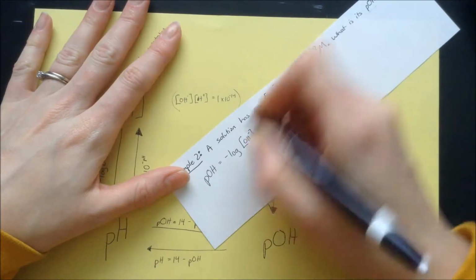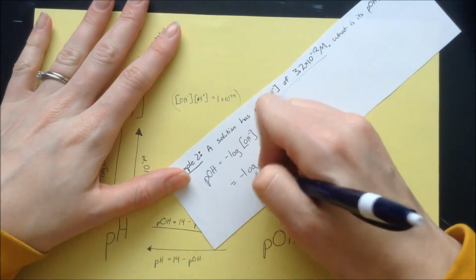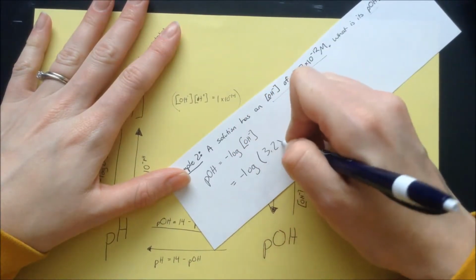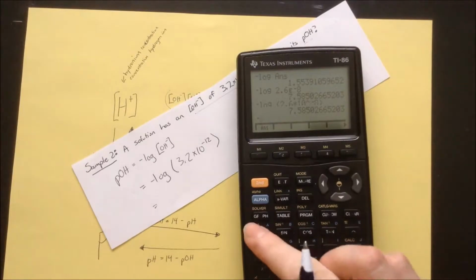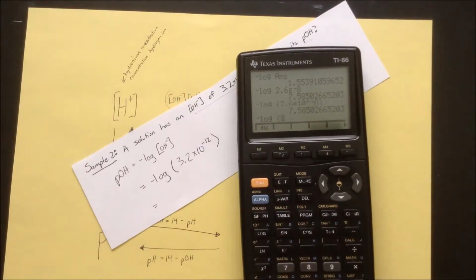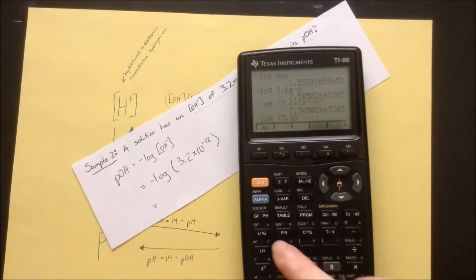Oh, and it's a minus instead. So I'm going to type in negative log, and then I'm going to put in that 3.2 times 10 to the minus 12. And so when I type that into my calculator, negative log, I'm going to do 3.2 times 10 to the minus 12. I prefer the E button because I'm lazy and I don't like pushing buttons on my calculator. But if you do not have the E button, then you don't have a choice.